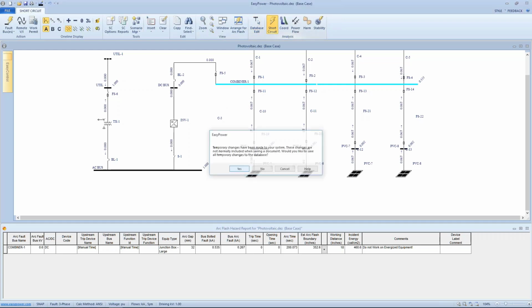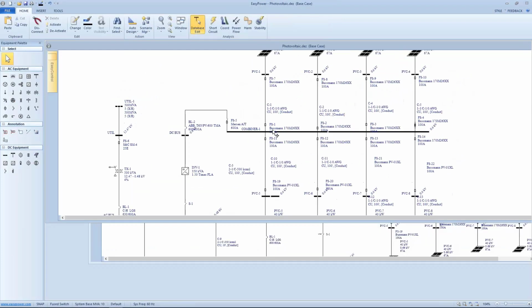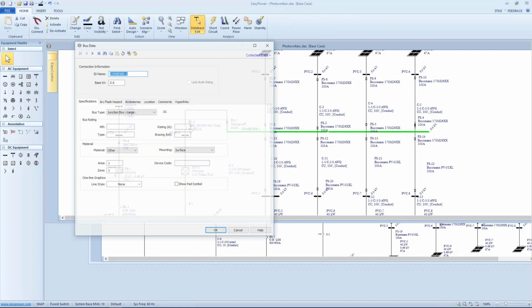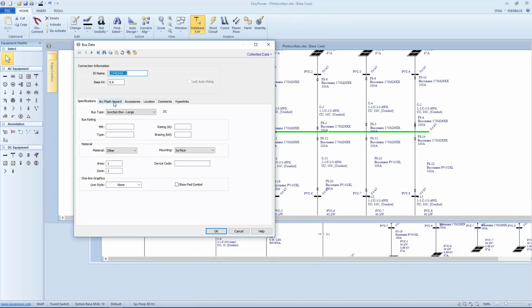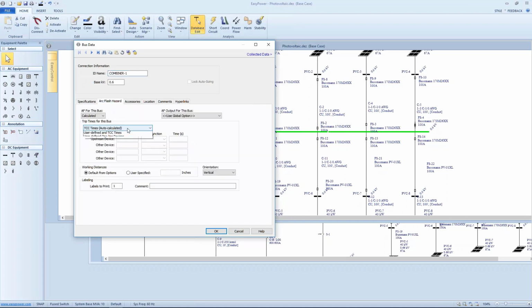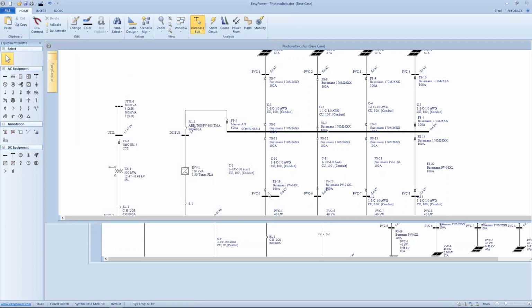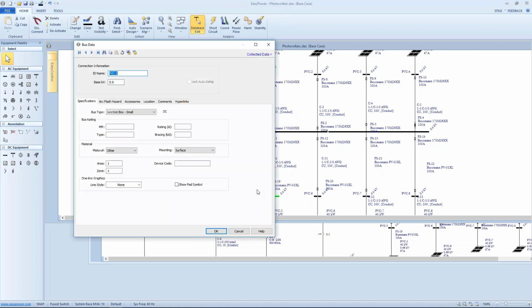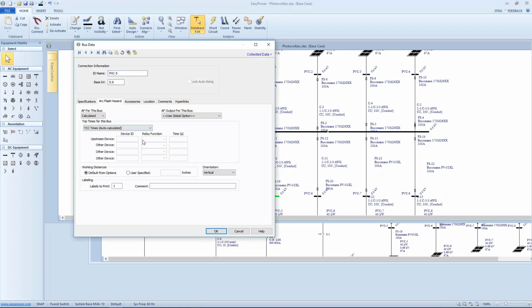Well, the way to do that without interfering, if you will, setting a global set point, in database edit, go into the data dialog box for that bus, and under arc flash hazards, use user defined times, and this is where I want to put my 2 seconds. Now, the advantage of doing it this way, and I also want it on my individual DC buses down here, is to go ahead and put this 2 second limit on each of these buses.